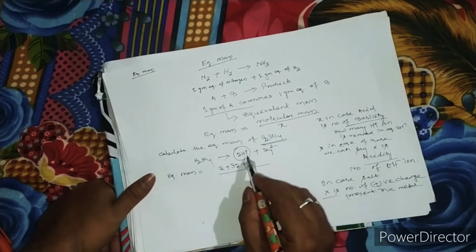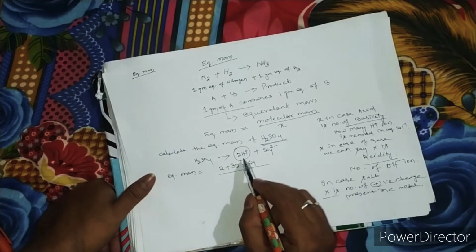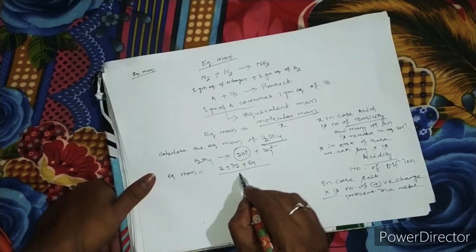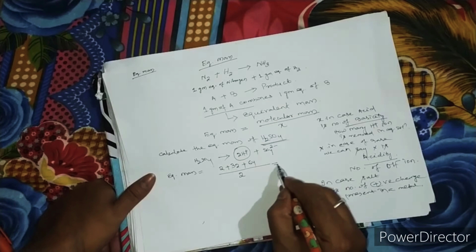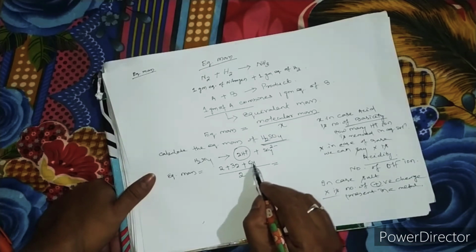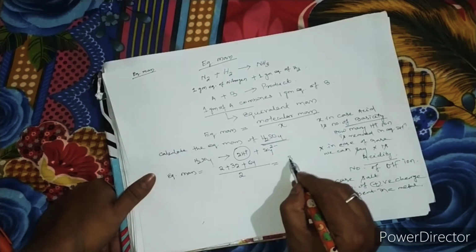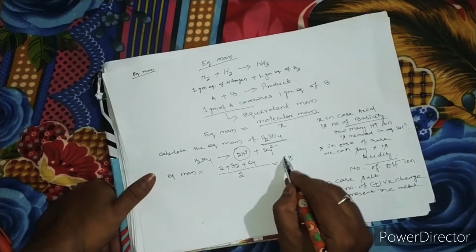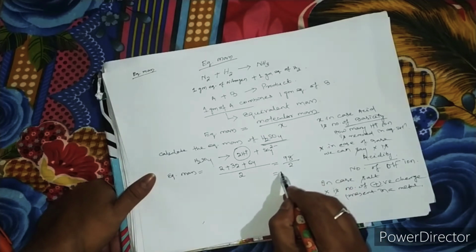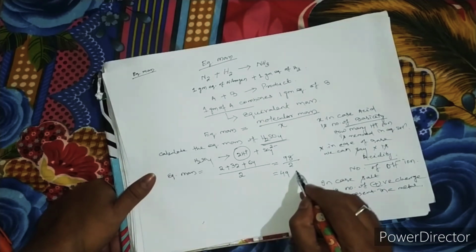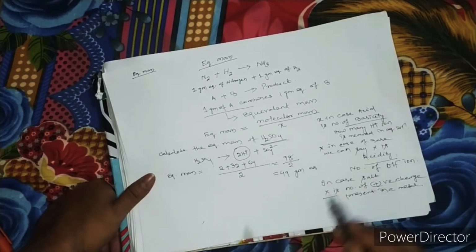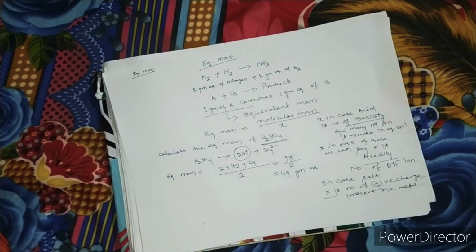Divided by X. X means the number of basicity, or the number of H plus ions removed, that is 2. So divided by 2. It is very simple. Then sum it: 2 plus 96, that is 98, divided by 2, that is 49 gram equivalent. Hence, the molecular mass of sulfuric acid is 98, but 49 is the equivalent mass.